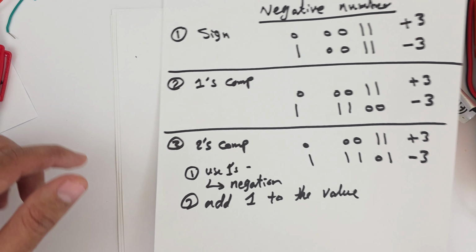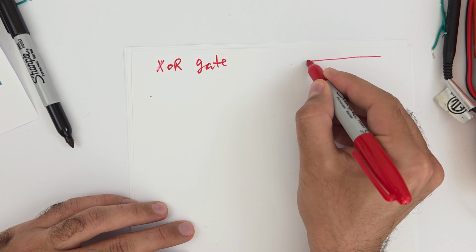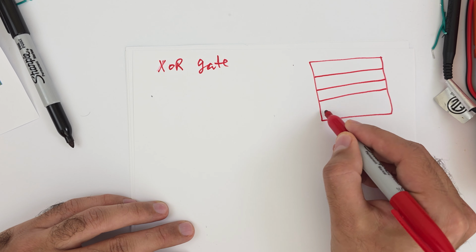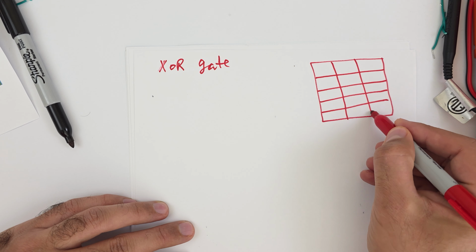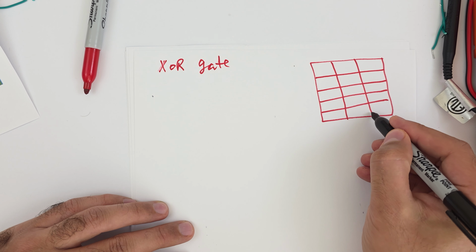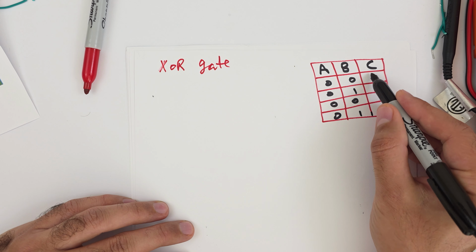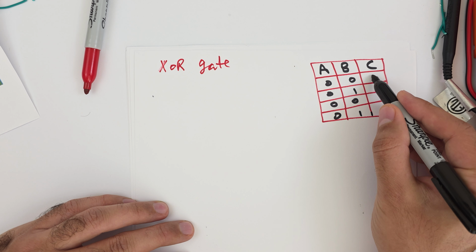So let me remind you of the XOR gate. Do you remember the truth table of this gate? Let me write the truth table. Let's say 0, 1, 0, 1, 0, 0, 0, 0. And let's say this is A, B, and C. So the values will be 0 if they are similar and 1 if they are different. This is how the XOR works.